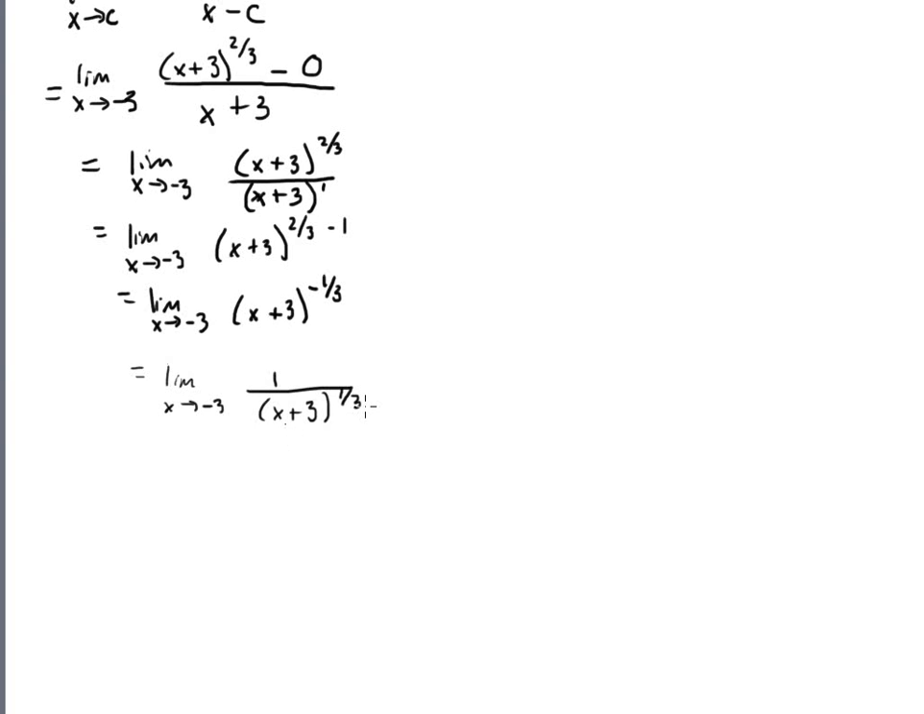We have x plus 3 to the 1/3, and if we did direct substitution on this, we would get division by 0. This would tell us that there is likely a vertical asymptote at x equal to negative 3, and therefore the limit would not exist as x approaches negative 3. So if that is true, then the derivative does not exist at that point.